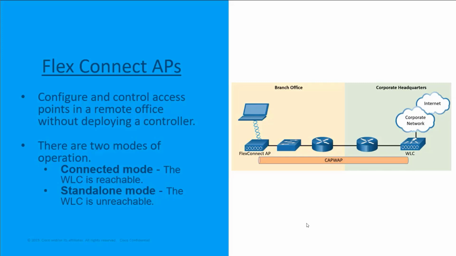In standalone mode, the wireless LAN controller is unreachable. The FlexConnect access point has lost or failed to establish the CAPWAP tunnel with the wireless LAN controller. In this mode, that FlexConnect access point can assume some of the wireless LAN controller functions, such as switching client data traffic locally in the network and performing client authentication.